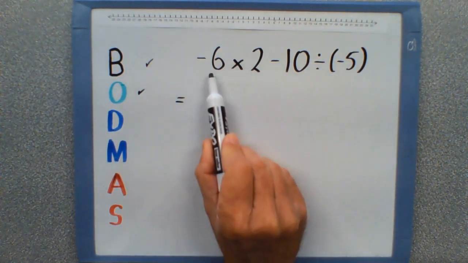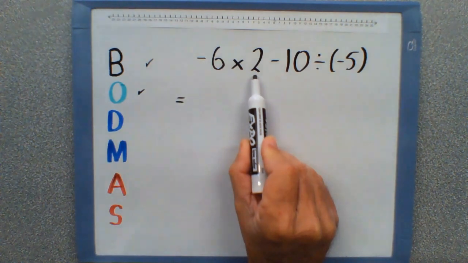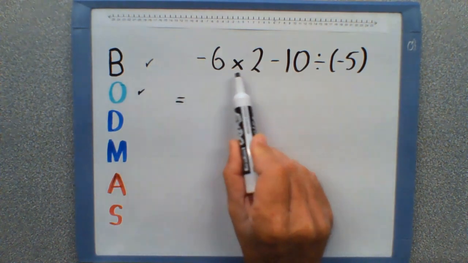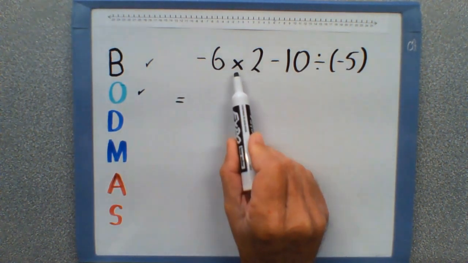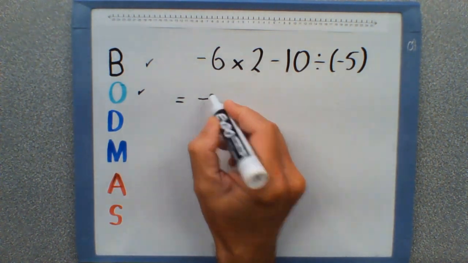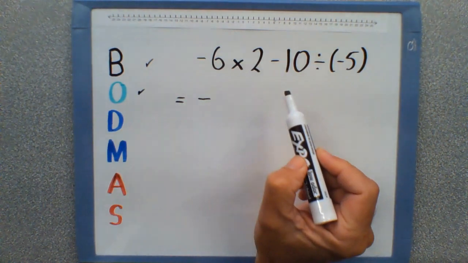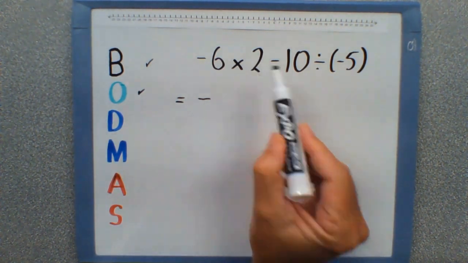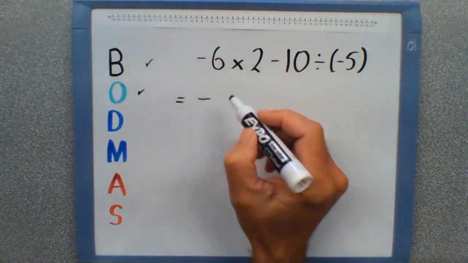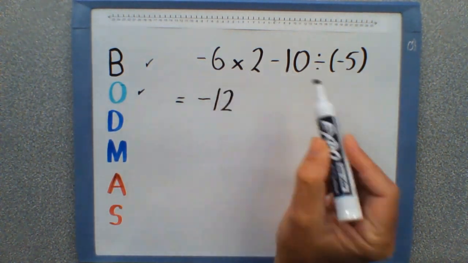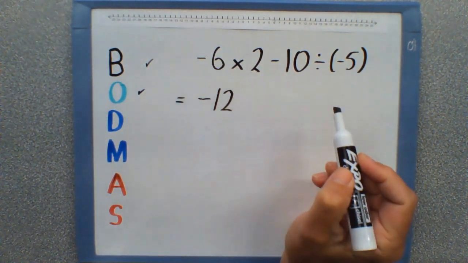So the first thing I'm going to do is -6 times 2. I have a negative times a positive. They're different signs. So when we multiply and we've got different signs, we always get a negative. So I know that -6 times 2 is going to be negative something. Now all I have to do is work out what 6 times 2 is. 6 2s are 12. So -6 times 2 gives me -12.